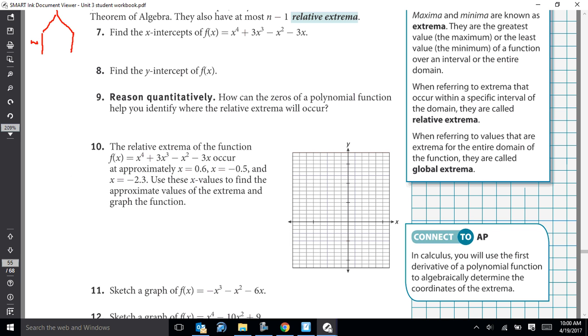I just erased all of my zeros. So we had, our y-intercept was at 0. We had one at +1, -1, -1.